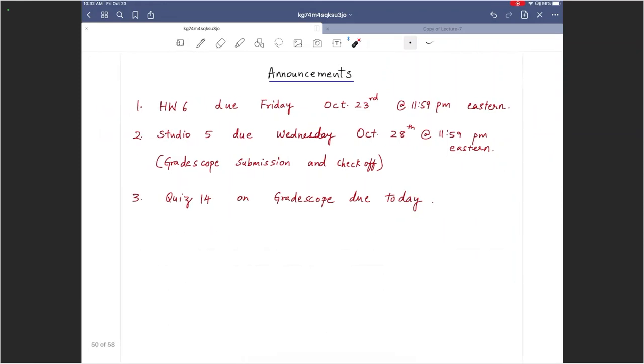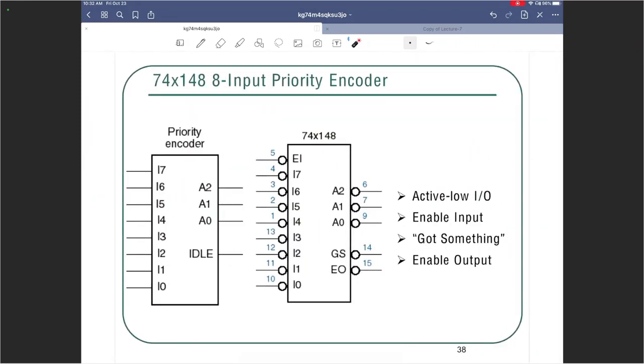Let's move on to the priority encoder that we have been talking about. So this is 74X148. The Studio 5 has one of the tasks that is related to this. On the left, we see a priority encoder that we were using to formulate general ideas about an encoder, which is, if you have an 8 to 3 encoder here, 8 inputs, 3 outputs, well, 4 outputs really, but 3 of them are data outputs. One of them is like a status signal output.